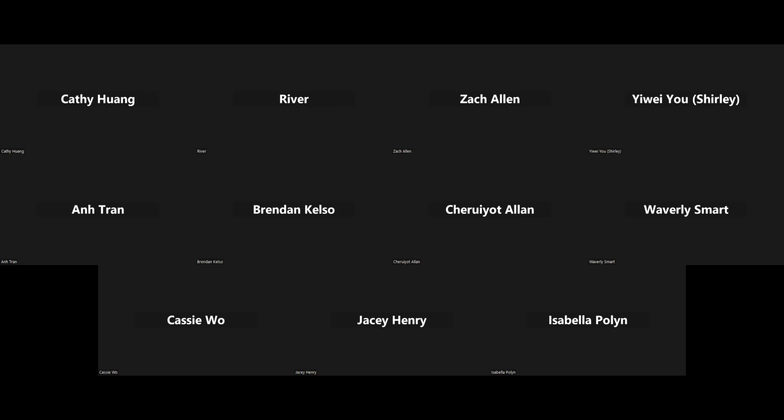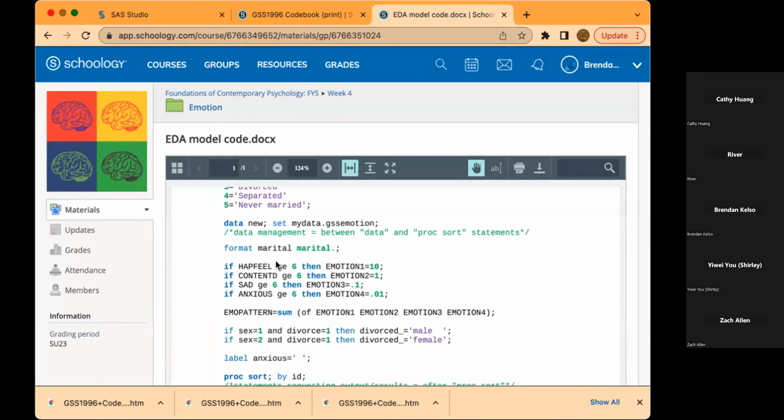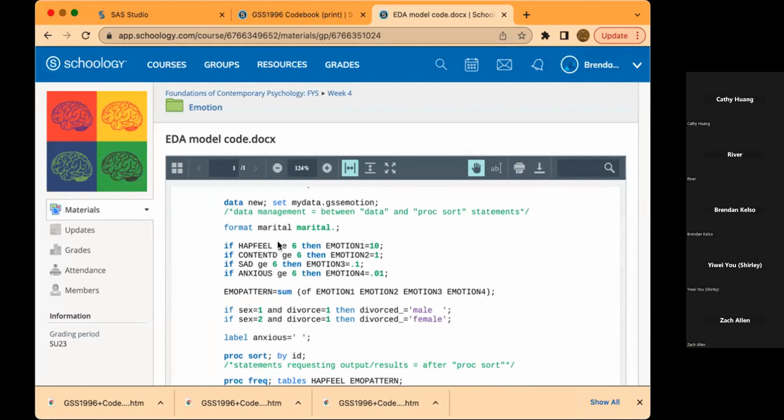Oh, I have a question. Yep. So I was reading the model code, and it has this thing like if happy GE 6. What is GE? Oh, GE means greater than or equal to. Okay, let me tell you what I'm doing there.